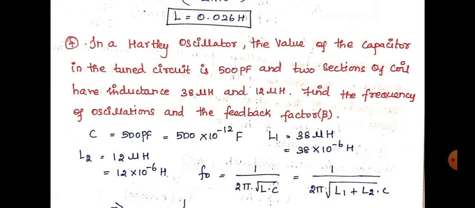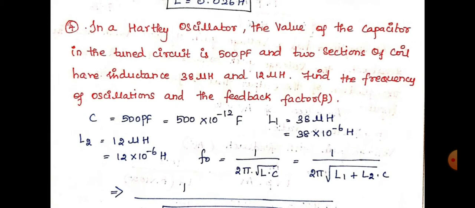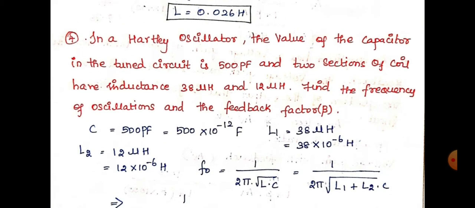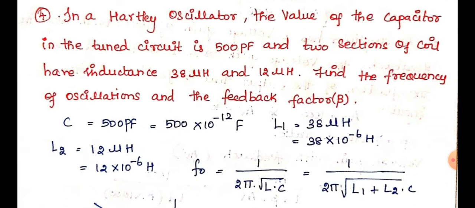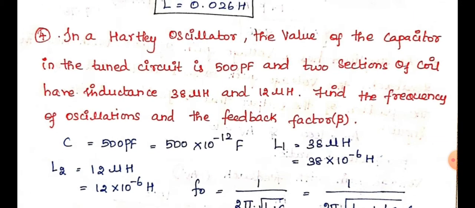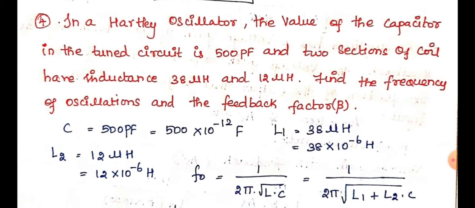Next problem, in a Hartley oscillator, the value of the capacitor in a tuned circuit is 500 picofarad and the two sections of the coil have the inductance of 38 microhenry and 12 microhenry. Find the frequency of oscillation and the feedback factor beta. So first question, the value of C is 500 picofarad. Pico means 10 to the power of minus 12.